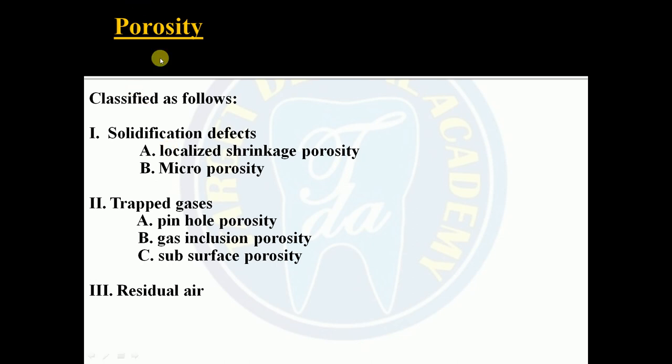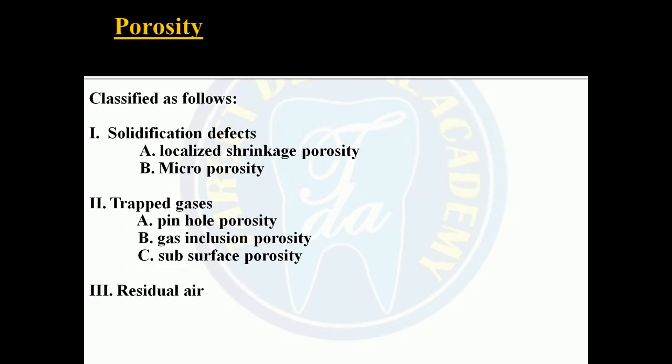Coming on to porosity, it can be classified as solidification defects, trapped gases, and residual air. Solidification defects include localized shrinkage porosity, a question may come from this, and microporosity. Trapped gases include pinhole porosity, gas inclusion porosity, and subsurface porosity. Third one is residual air.